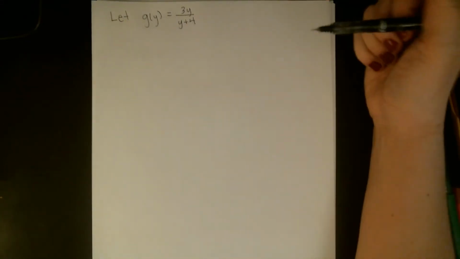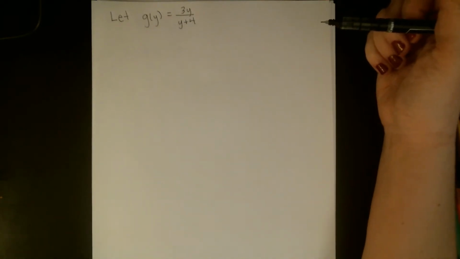Hi y'all, here's another function example. This time we're going to work with a rational function. So we're starting right off with the rule. The rule is that g of y is equal to 3y divided by y plus 4.